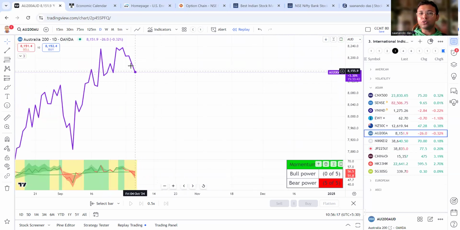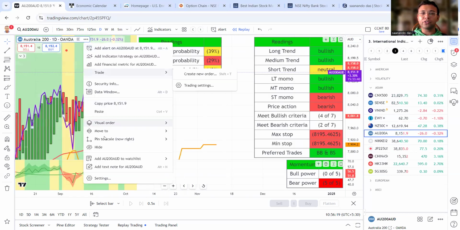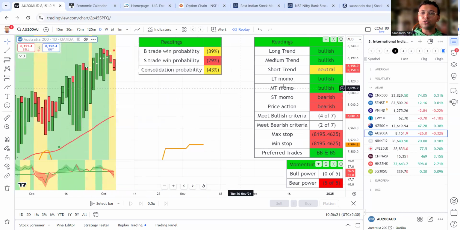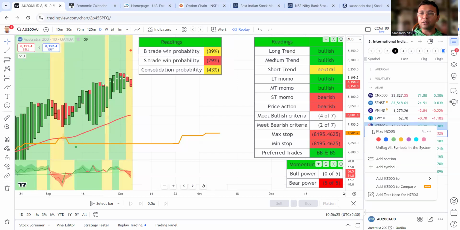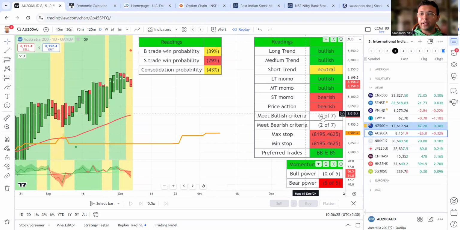Australia is failing. So Australia, we are not interested. Rather, New Zealand looks like a comeback. So New Zealand will be in our radar. And we will take a look now at Japan.